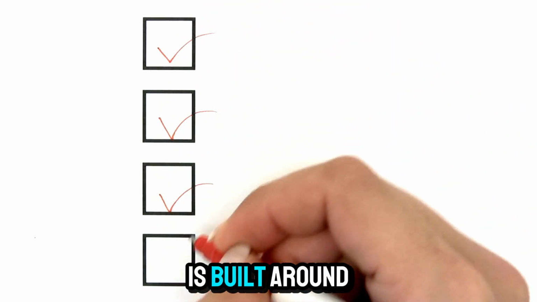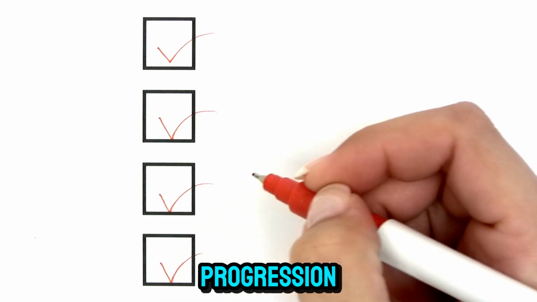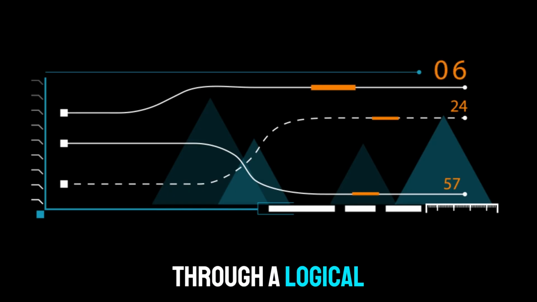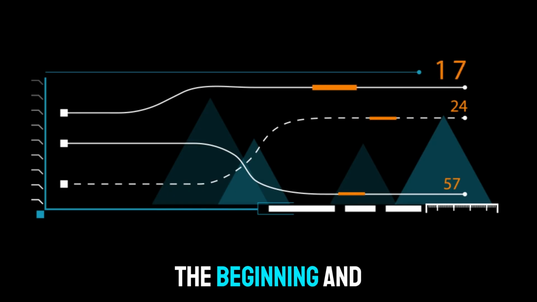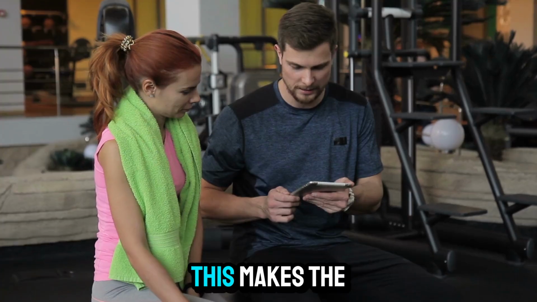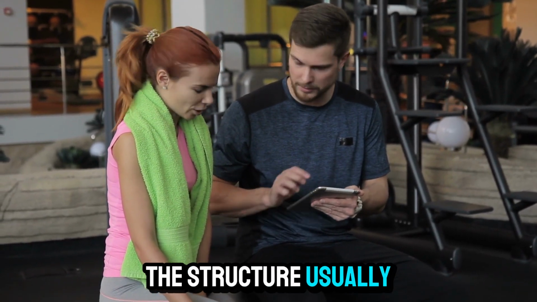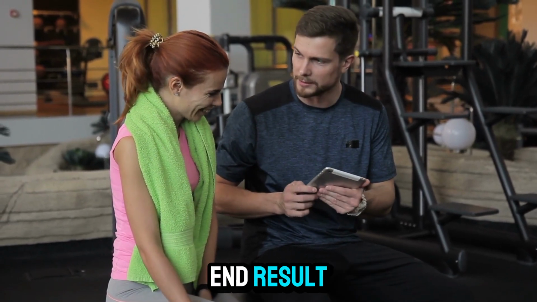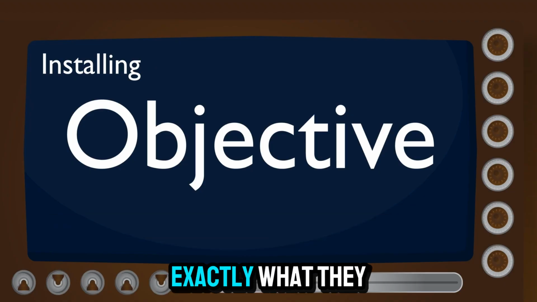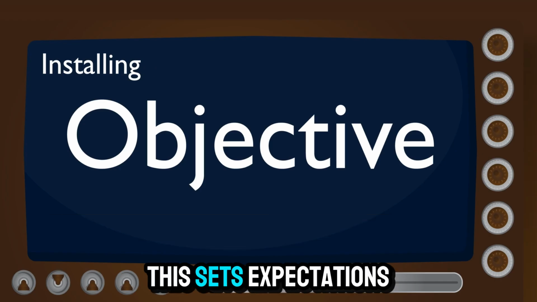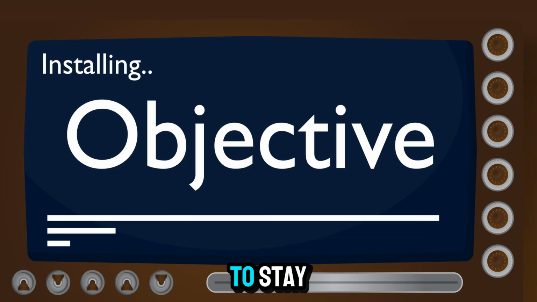This structure is built around clarity and progression. Instead of presenting information randomly, you guide the viewer through a logical sequence that starts at the beginning and ends with a clear outcome. This makes the content feel organized and trustworthy. The structure usually begins by clearly stating the end result. You tell the viewer exactly what they will be able to do or understand by the end of the video. This sets expectations and gives them a reason to stay.